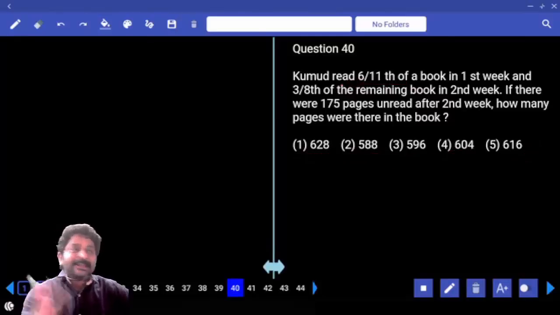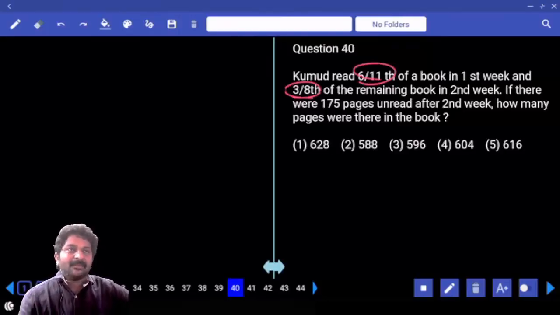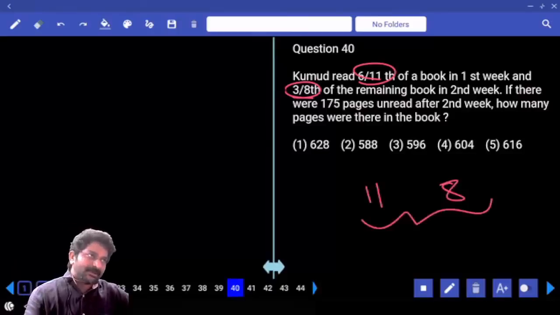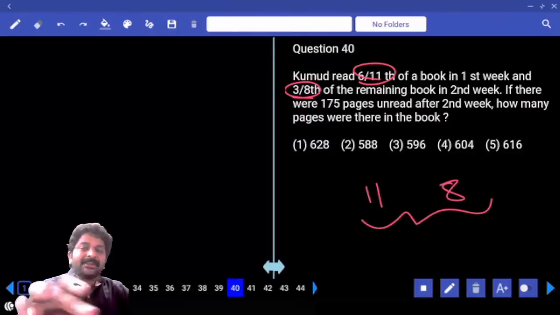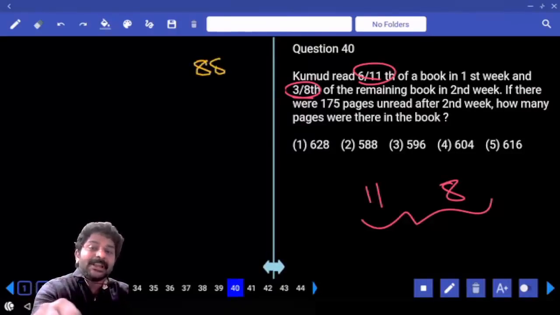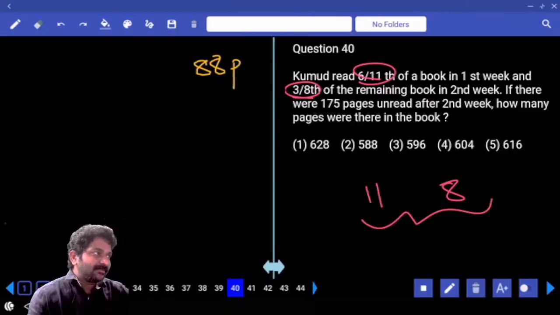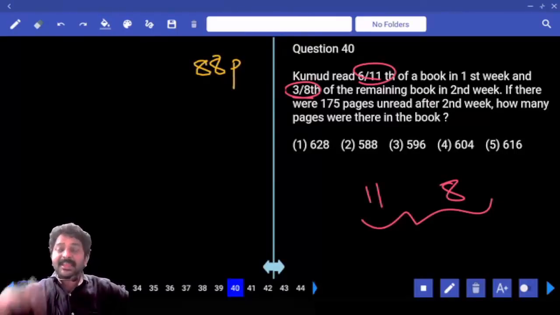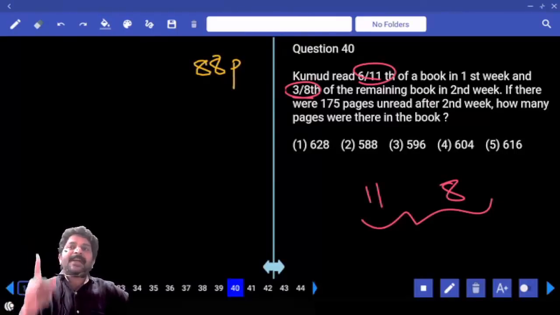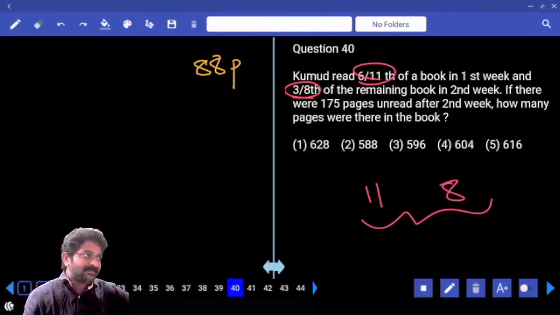If you want to calculate it, now there are two fractions involved here. What is first denominator? Second denominator? Let's start with the LCM of these two numbers. 11 into 8, so total number of pages are 88 parts. Not only in this question, anywhere in aptitude, if fractions are involved, I will never start with X or P. I will start with LCM of denominators.